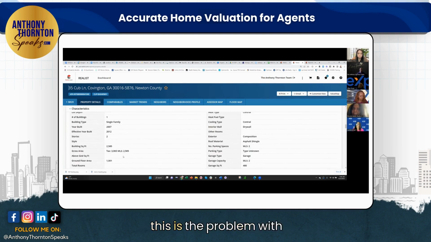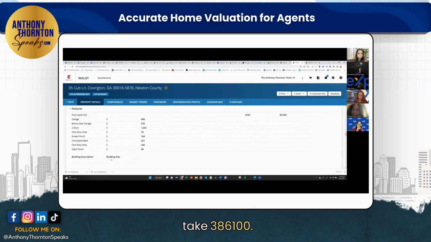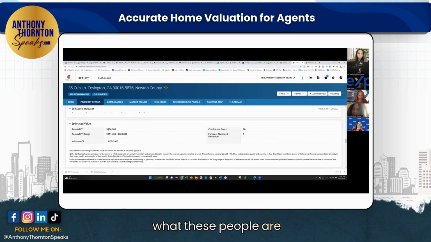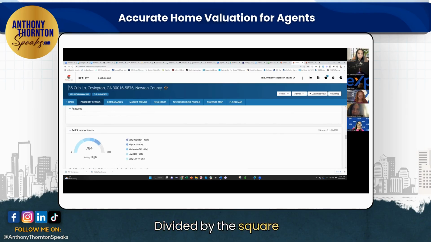As you see, this is the problem with real estate agents. The tax assessor has one square footage, the MLS has another. We'll err on 2,585 square feet for the home. So all I'm gonna do is take 386,100, because I'm trying to figure out what these people are coming up with, divided by the square footage. 386,100 divided by 2,585 equals $149.36 a square foot. You guys with me?